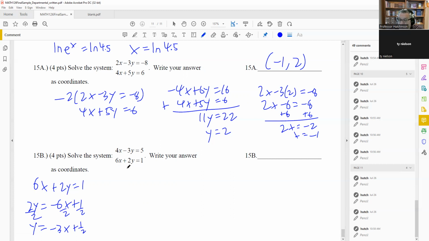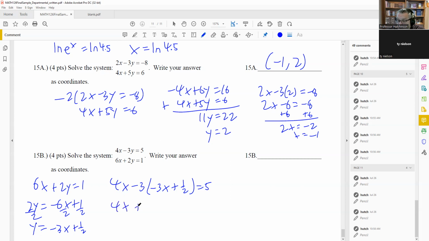So now, since we use the bottom equation, we want to go into the top equation instead. So we're going to put this into the top equation. So 4x minus 3 times negative 3x plus 1/2 equals 5. Okay, so notice what I did there. I solved for the y in the bottom equation, and then now we put it into the top equation. You don't want to use the bottom equation a second time, because if you do, you're just going to get everything to cancel out. So we don't want that. Okay, so instead, we will put it into the top equation.